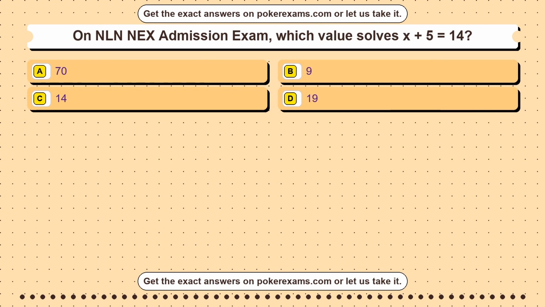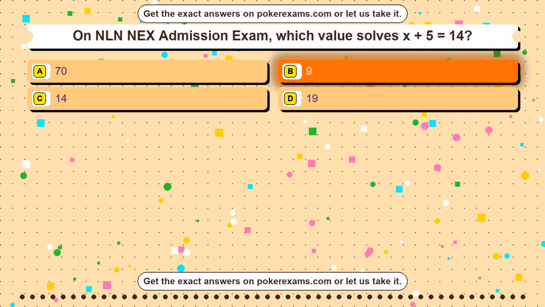Question 24. On NLN NEX Admission Exam, which value solves x plus 5 equals 14? Option A 70. Option B 9. Option C 14. Option D 19. The correct answer is option B. 9.